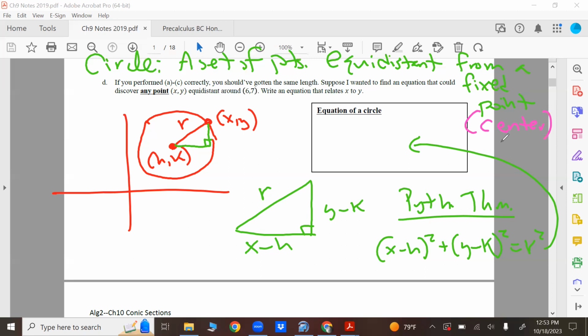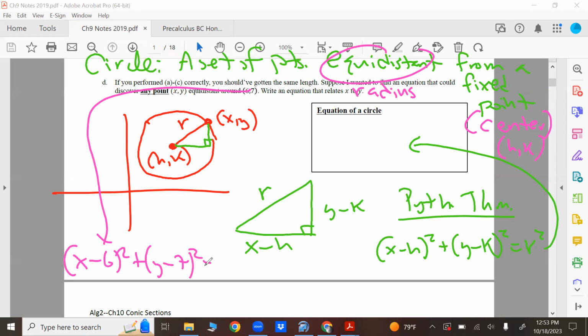H and K is your center. And equidistant, that's going to be the radius, right? The radius represents that equidistant part. So for this particular example that we just did, what's the equation of my circle? (x - 6)^2 + (y - 7)^2 = 25.